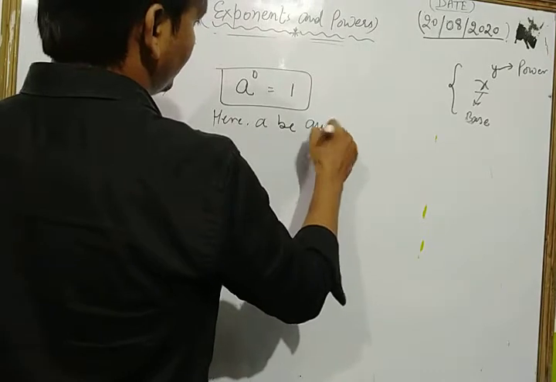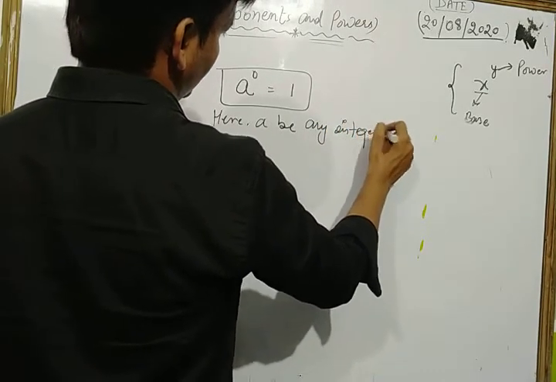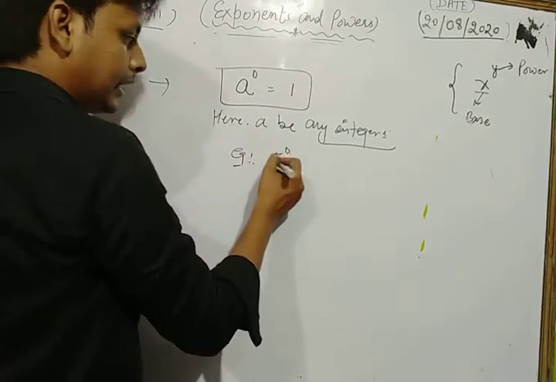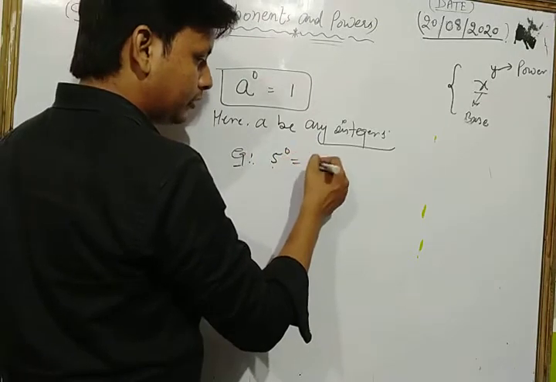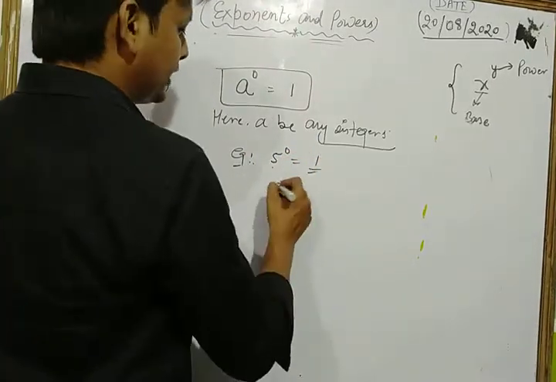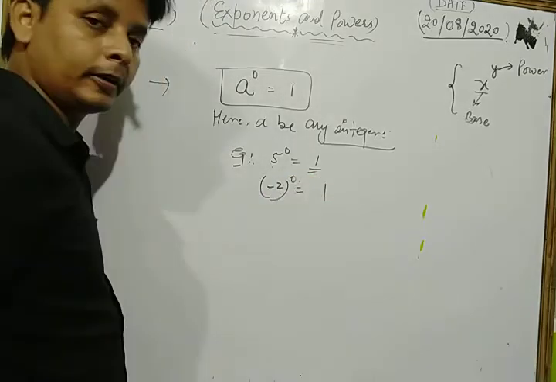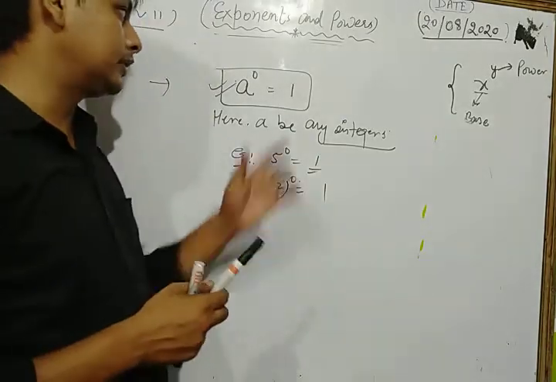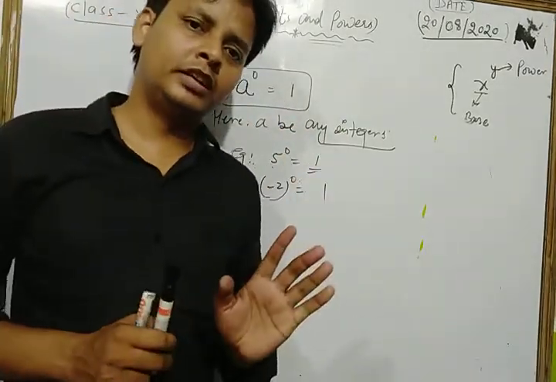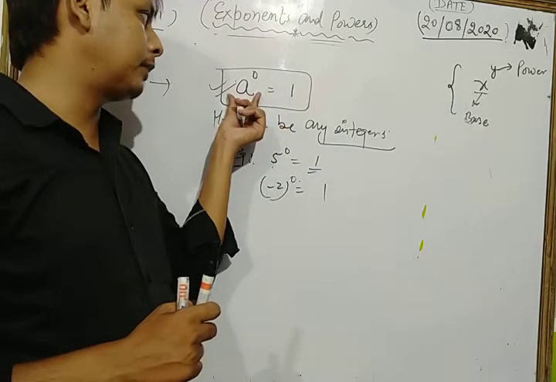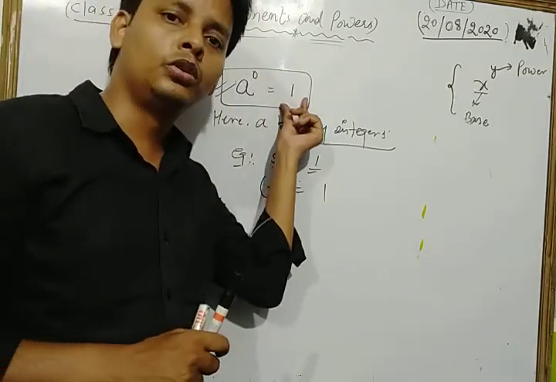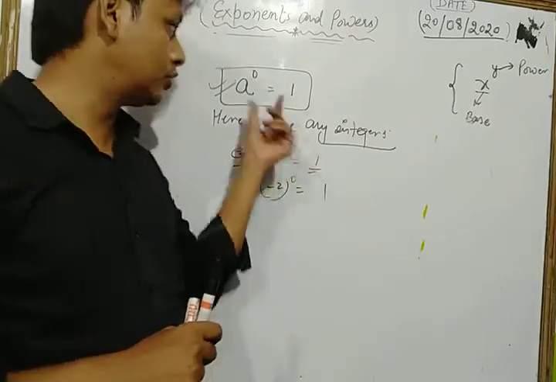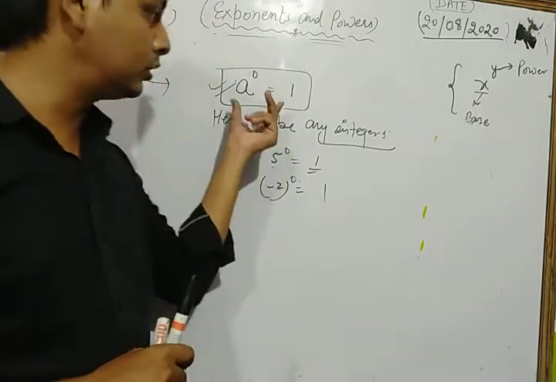If we take an example, 5 to the power 0, here a is any integer, so 5 to the power 0 is always equal to 1. If we write minus 2 to the power 0, then this is also equal to 1. So this is a very important concept of the law of exponents. So dear students, for any integer value of a, a to the power 0 is always equal to 1. Okay, in this way we can solve all the questions based on this concept. Let's see some questions based on that concept.